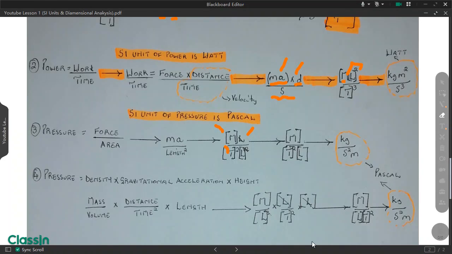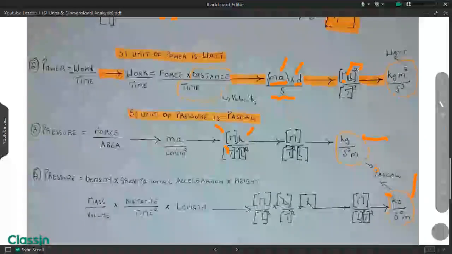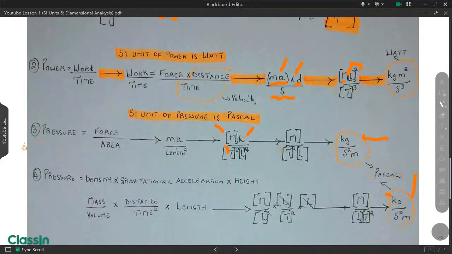So from there, we divide them all, and then we get to the same unit as the one that we did earlier, as Pascal. This one and this one are the same. So they are supposed to give you the same unit because they're both pressures.